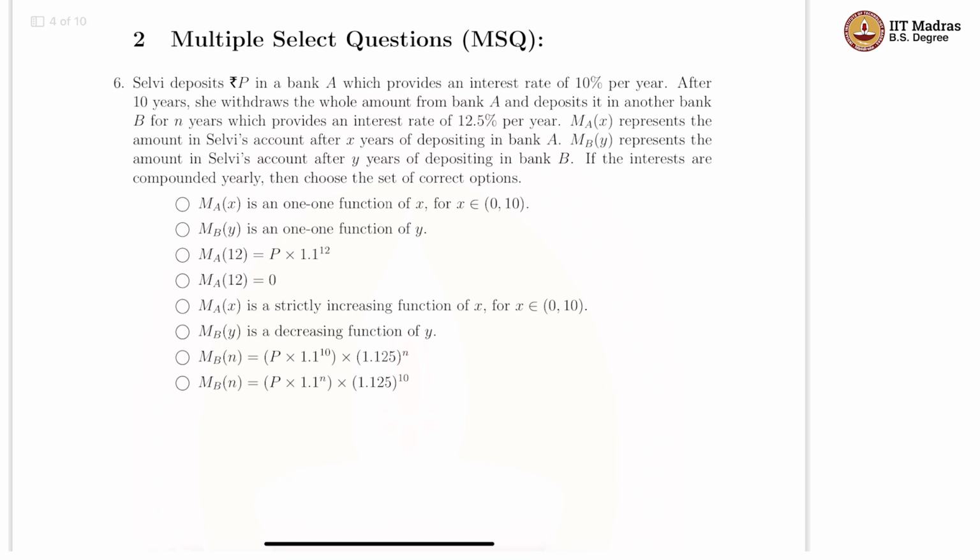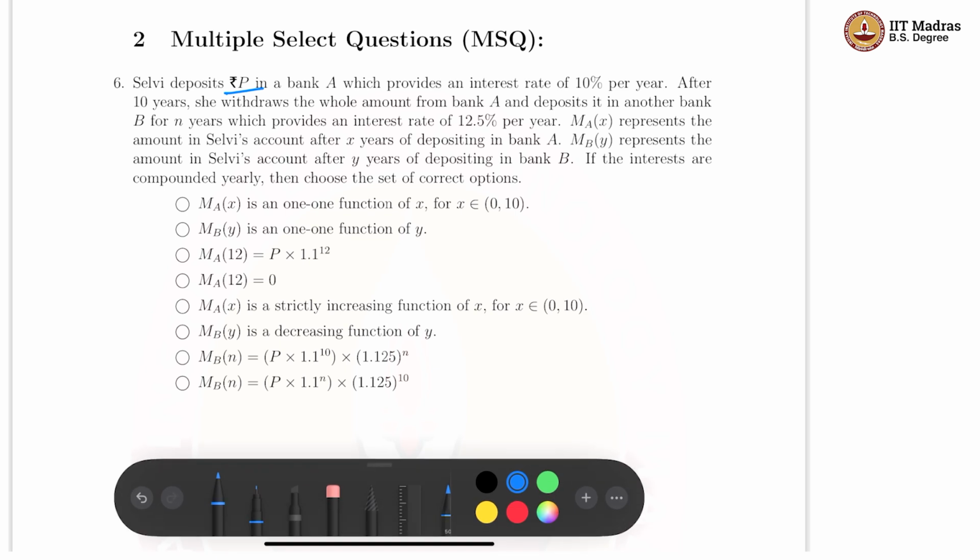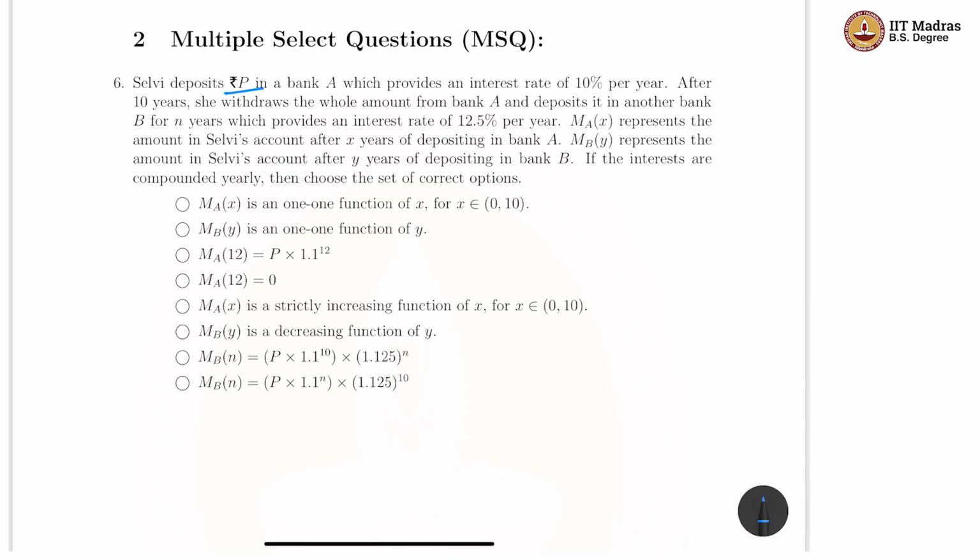The question is, Selvi deposits P rupees in a bank A which provides an interest rate of 10% per year. After 10 years, you withdraw the whole amount from bank A and deposit it in another bank B for n years, which provides an interest rate of 12.5% per year. Here it's given that MAX represents the amount in Selvi's account after X years of depositing it in bank A, and MBY represents the amount in Selvi's account after Y years of depositing it in bank B.